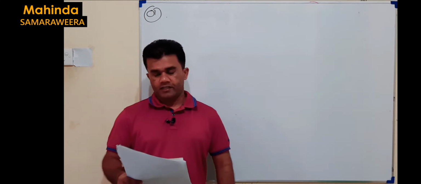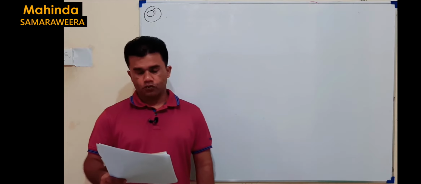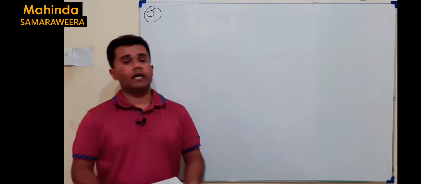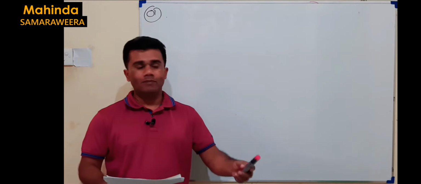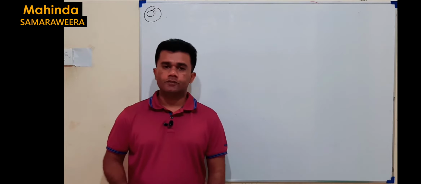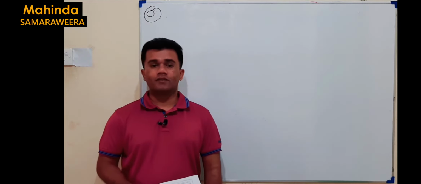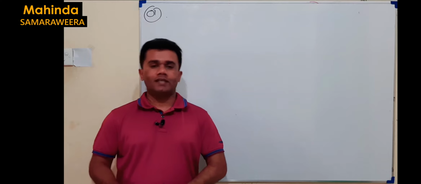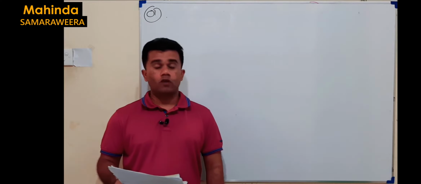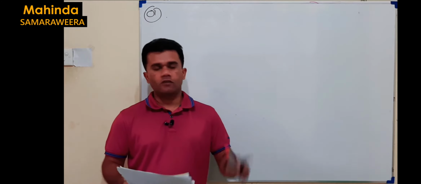Question number 1 is about quantum numbers. You know there are 4 quantum numbers: principal, azimuthal, or we can say angular momentum quantum number, magnetic and spin quantum number. Why do we use these quantum numbers? We use quantum numbers to give the exact position of an electron in an atom. But there are some conditions. When you write the quantum numbers, we have some rules.